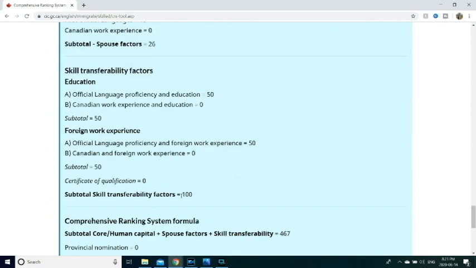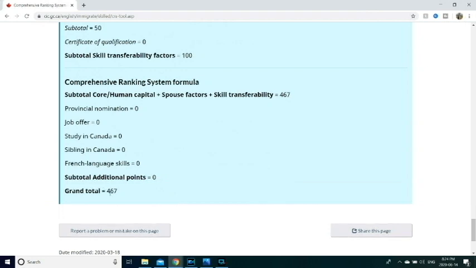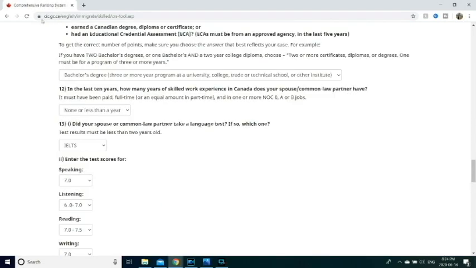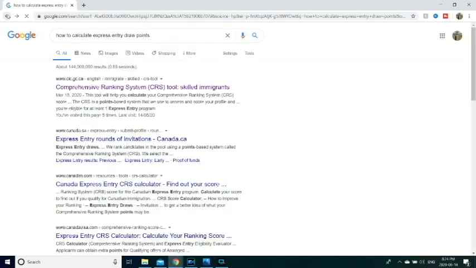Okay friends, let's see the total points. See, now the points became 467 and I haven't changed anything in your profile. I just changed the English test score. This is the only thing you can improve if you want to apply for PR from India. Now you can see how this changed. This was scenario 1. Now let's do scenario 2.